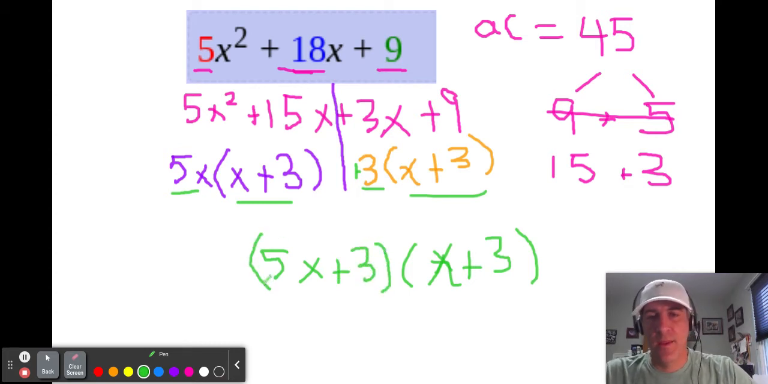All right. And that's how we can factor with the lead coefficient of A.